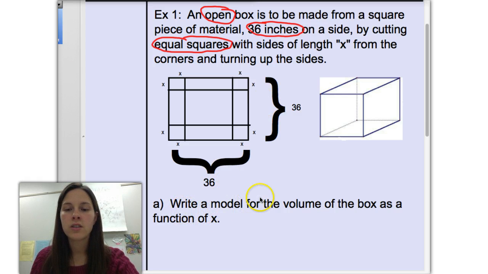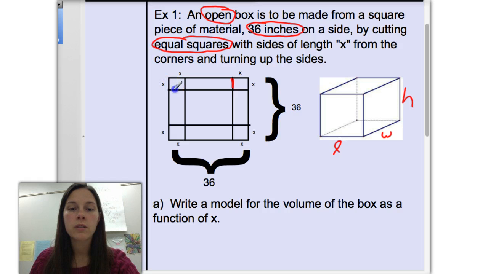So the first question is to write a model for the volume of the box. Now remember, when we're looking at a rectangular prism, volume is going to be length times width times height. So what we need to figure out is what are the length, the width, and the height of this box. Well, when we look at this flat piece, what we have to figure out is cutting out these squares and then folding it up. This piece is going to give us our height because all of those sides are going to be folded up. And because we took equal squares out of each corner, all of these heights are equal to x.